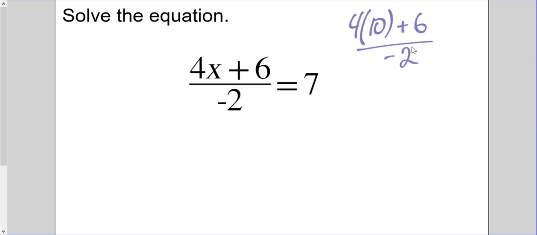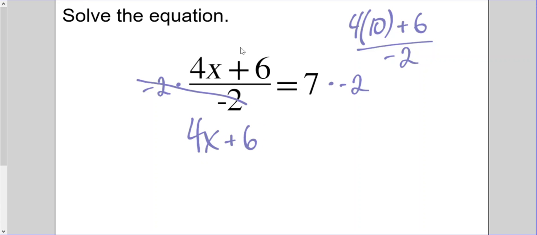So I'm going to basically work on canceling out this negative 2 as my first step. And I do that by doing the opposite of the operation that's happening. It's being divided by a negative 2. So I'm going to multiply the entire left side and the entire right side by negative 2. That would cancel out. That gives me 4x plus 6. Nothing on top gets multiplied by negative 2. The negative 2 is getting multiplied and divided, basically just canceling out.